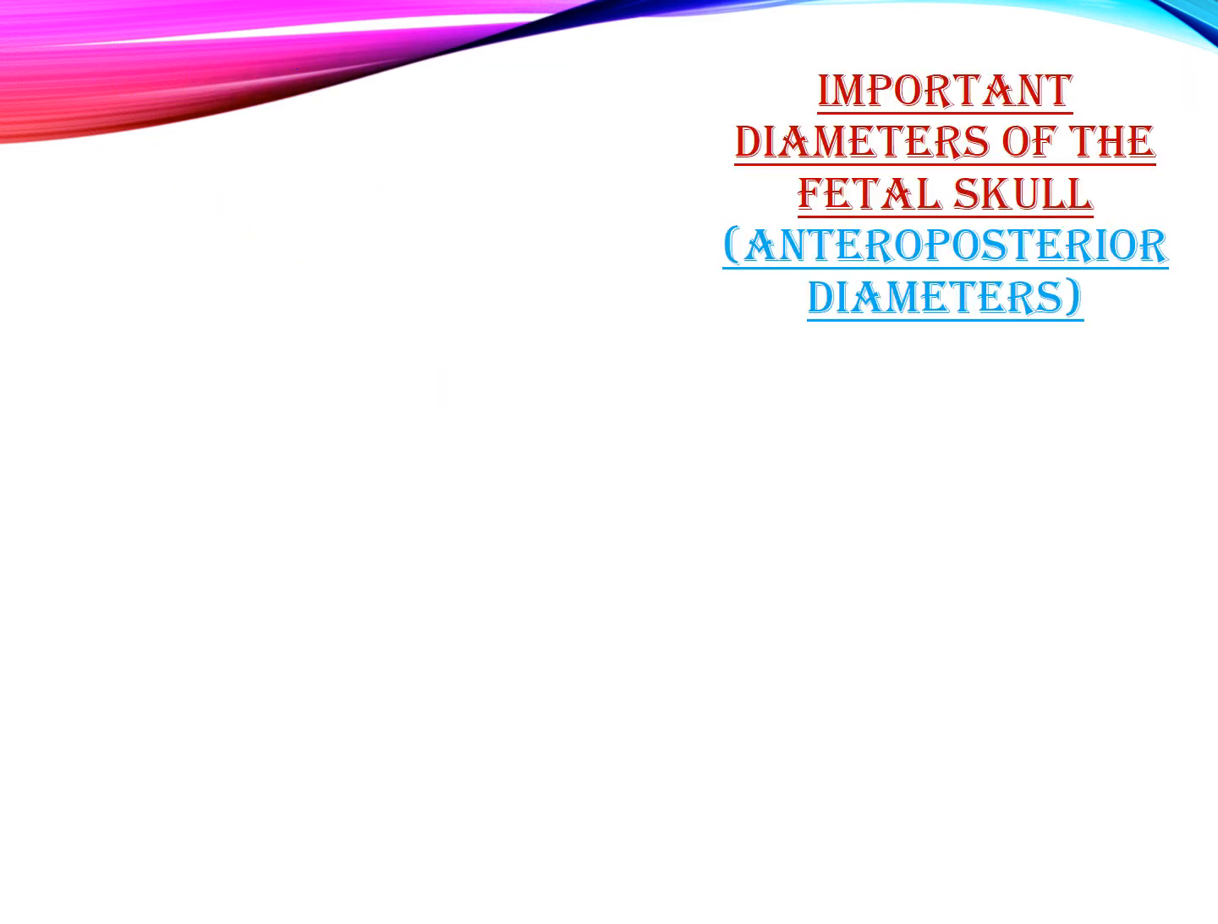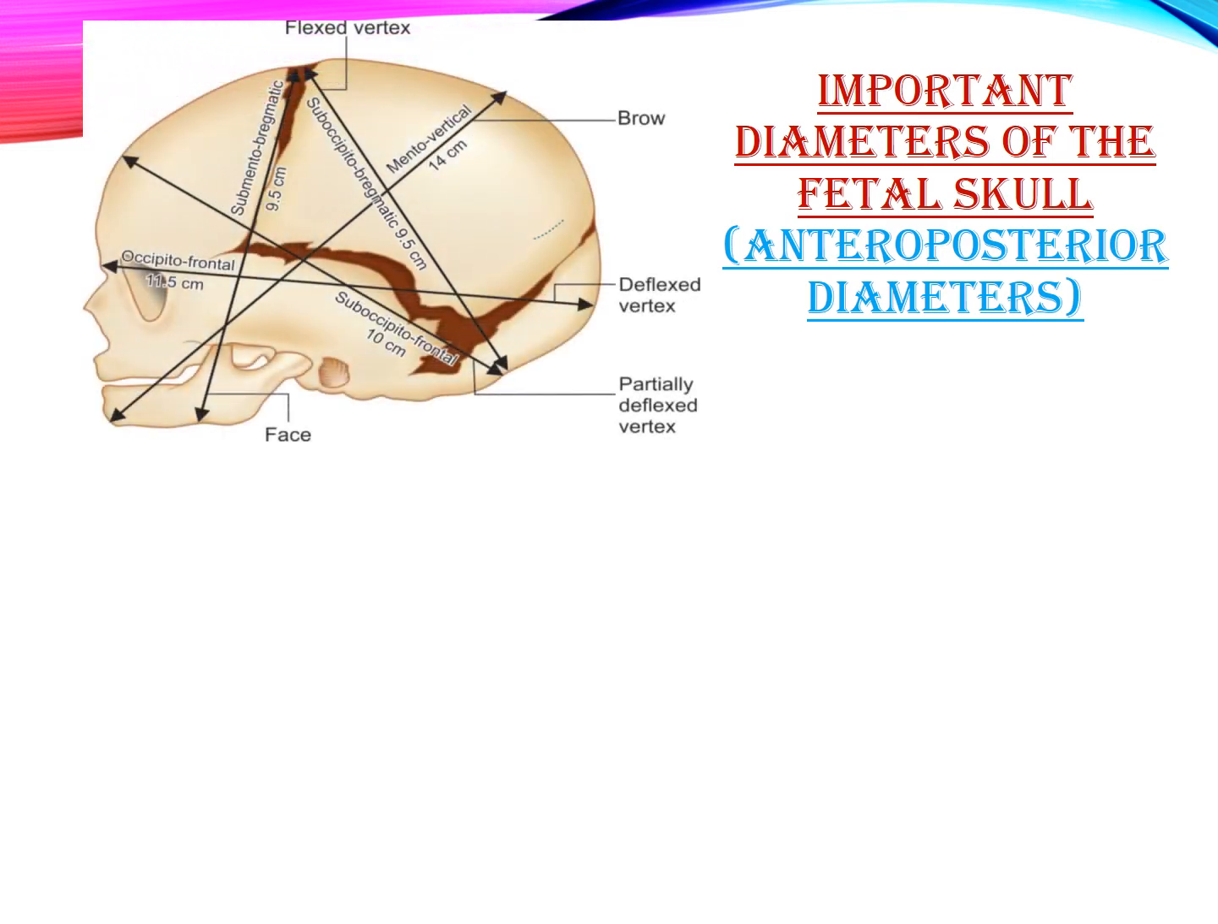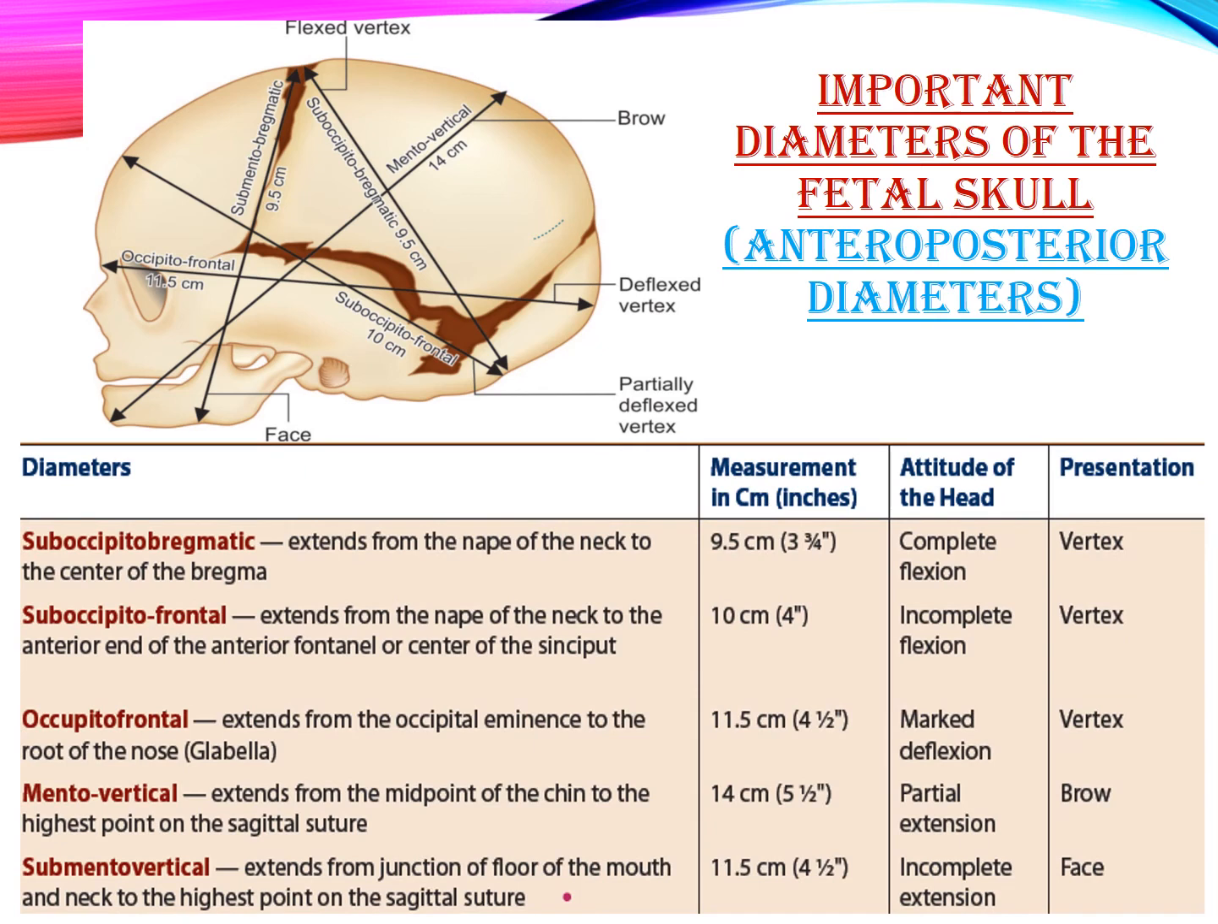The important diameters of the fetal skull are the anterior-posterior diameters and the transverse diameters. To begin with the anterior-posterior diameters, the suboccipitobregmatic, which measures 9.5 centimeters, extends from the nape of the neck to the center of the bregma. The attitude of the head is usually complete flexion with a vertex presentation.